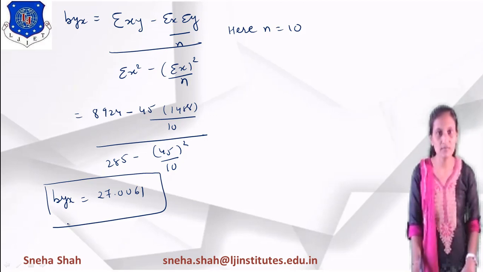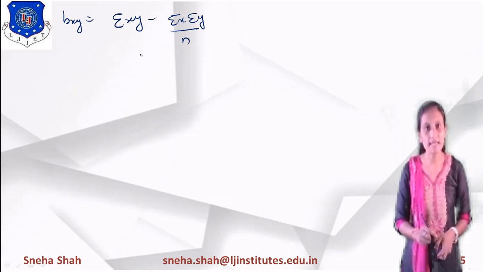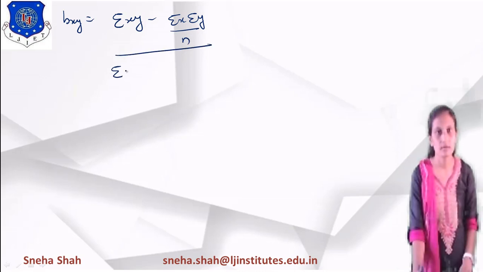In the same way we have to find the regression coefficient of x on y. So if I am taking the regression coefficient of x on y, then what will be the equation? dxy equals summation xy minus summation x summation y upon n, divided by summation y square minus summation y whole square divided by n. So instead of x we will put in the value of y, and instead of y we are taking x, right? So this one is square.